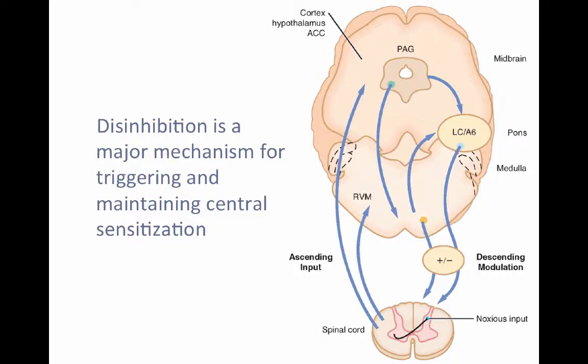So descending supraspinal control of the spinal nociception originates from several brain regions, and this control can be altered due to behavioral, emotional, and pathological states. A facilitating shift of the descending system has been reported for patients with persistent pain. So disinhibition is a major mechanism for triggering and maintaining central sensitization.